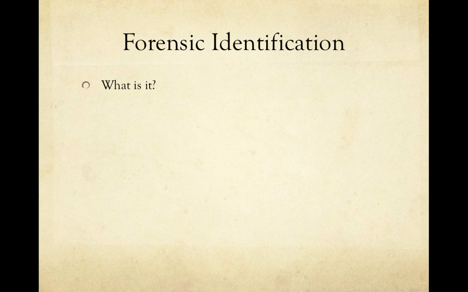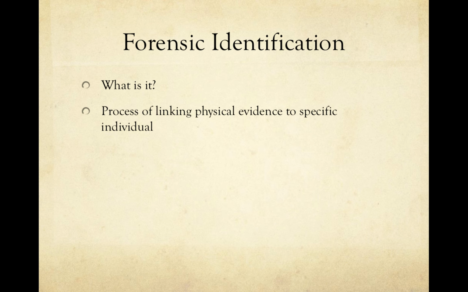So first of all, forensic identification. What is it? With forensic identification, you are trying to link physical evidence to a specific individual. And this can take many forms. Forensic identification methods have been used in the courts over the years, sometimes only to be abandoned when their accuracy has been found to be lacking.